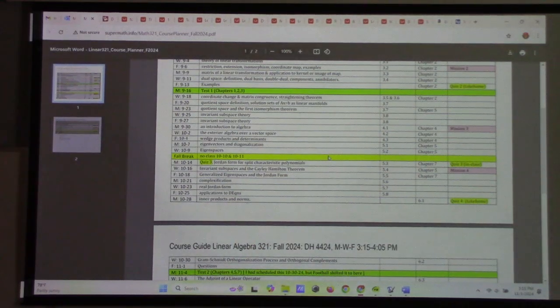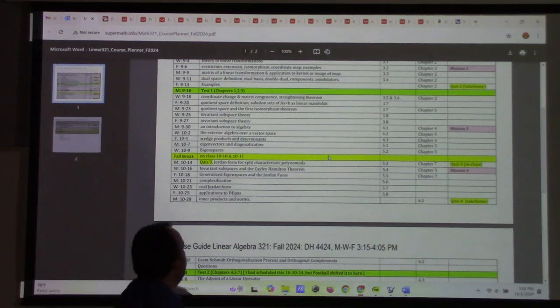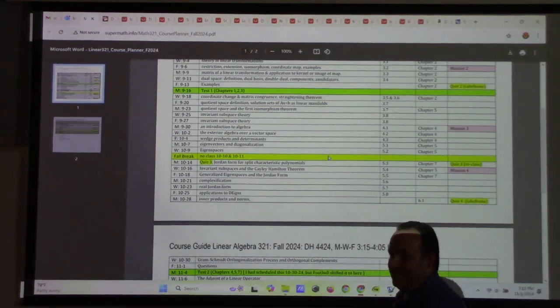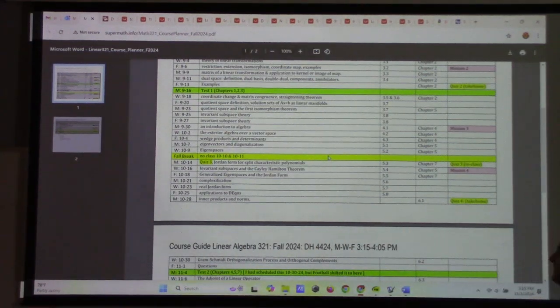So, yeah, let's take a walk down memory lane. What did we do? It's been a while. So, we did study coordinate change and matrix congruence, the straightening theorem. We studied quotient space and solution sets as linear manifolds. You may not remember that as much, but it was there. Quotient space and the first isomorphism theorem, we definitely did that.